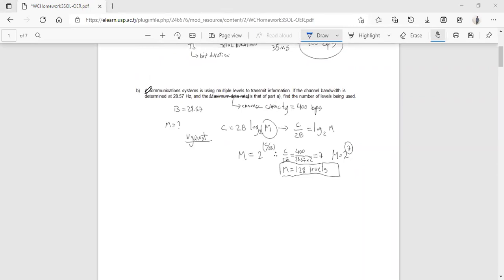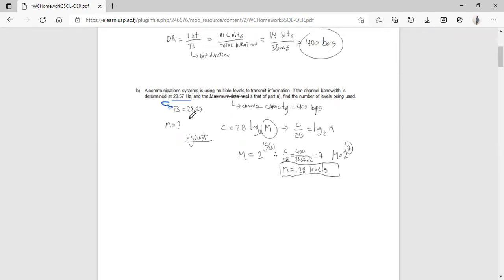Part B: a communication system is using multiple levels to transmit information. If the channel bandwidth is determined at 28.57 hertz, and the maximum data rate is that of part A, find the number of levels being used. So we are told that the channel bandwidth is 28.57, which is given in the question.